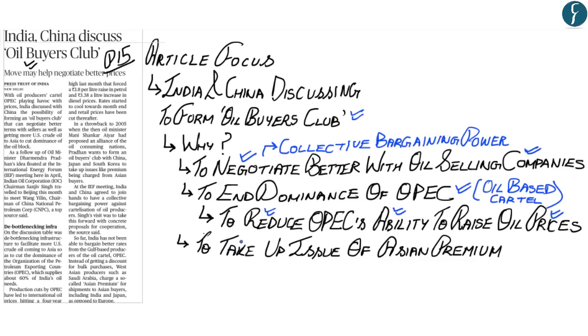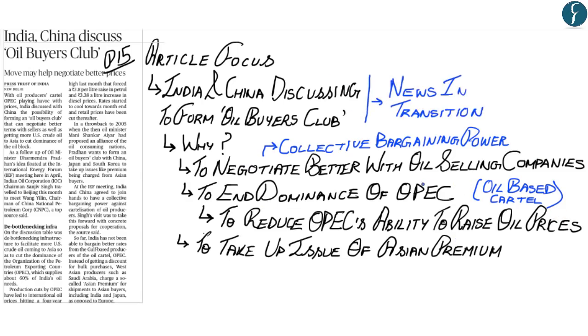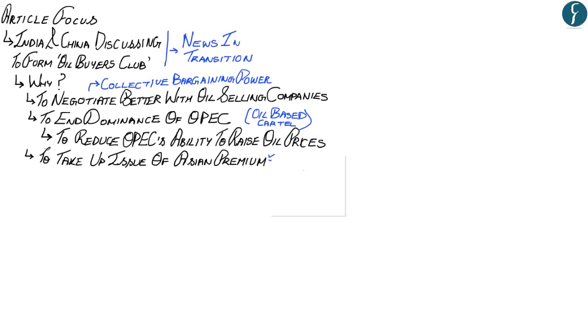And the final reason for India and China to discuss forming an oil buyers club is to take up the issue of the Asian premium. Now you have to understand that this news is currently in transition, and therefore we'll have to wait and see how this initiative of an oil buyers club moves forward with India and China. So now let us understand what is an Asian premium.